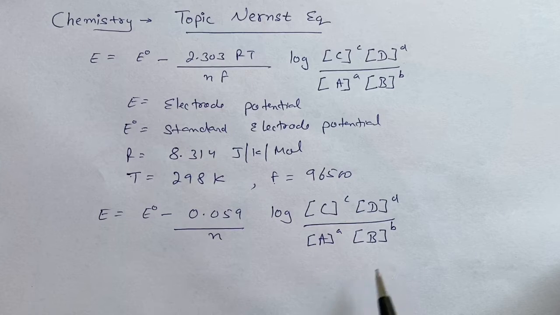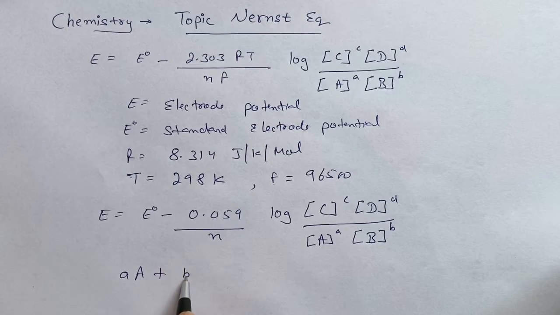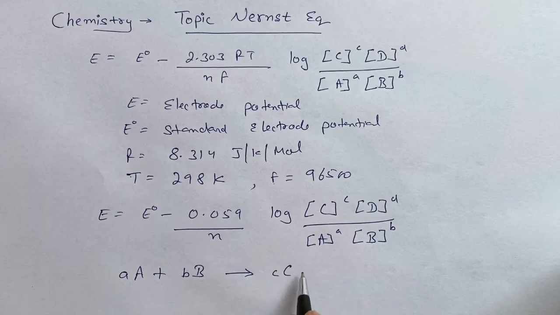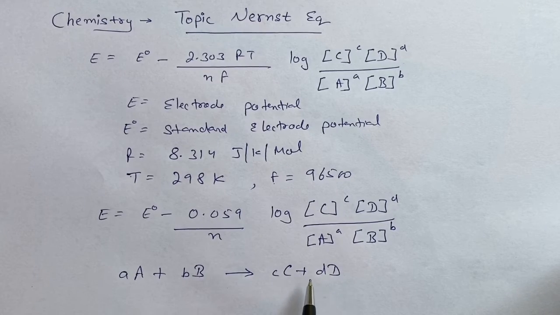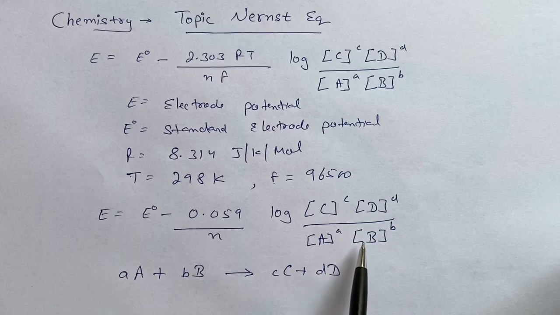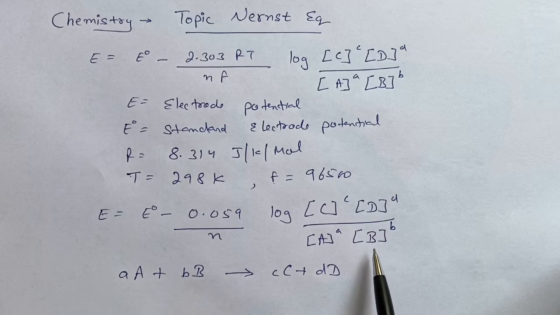I am giving you a simple example to learn this. Let us take an example reaction: small a capital A plus small b capital B gives small c capital C plus small d capital D. Here the stoichiometric coefficients go to the power, and capital C and capital D are products. The formula will be product over reactant.